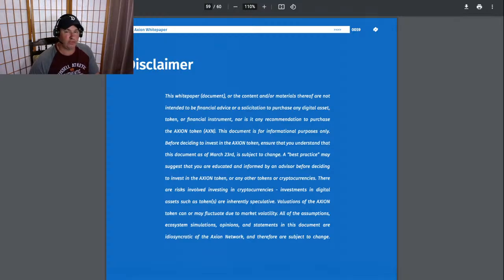So it's very important that if you need financial advice, you get professional advice. There are risks involved in investing in cryptocurrencies. Investment in digital assets such as tokens is inherently speculative.